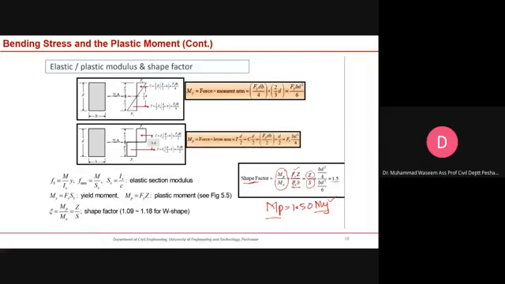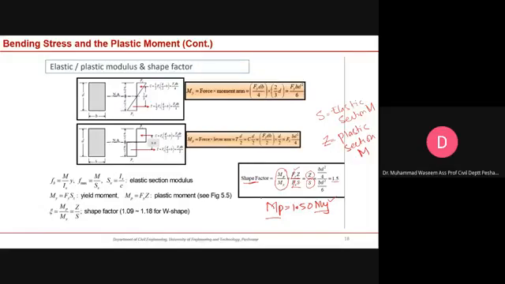The shape factor is a ratio between the plastic section modulus and the elastic section modulus, because we know that S is the elastic section modulus, and Z is the plastic section modulus. So the ratio between these two we call the shape factor.